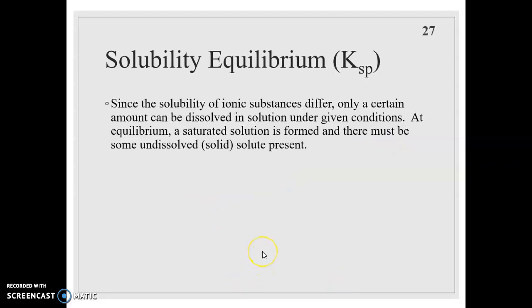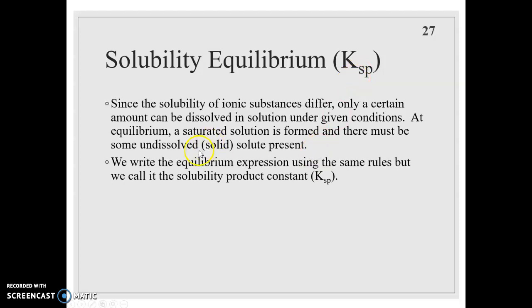Alright, so let's look at solubility product constants for just a moment. So different ionic compounds have different amounts of solubility, and that just means that only a certain amount could be dissolved under certain conditions. So this is an equilibrium situation where you've formed a saturated solution and you can represent mathematically with an equilibrium constant how much of the ions actually dissolve. You have to have some undissolved solid present. So we're going to use the same rules to write the solubility product constant, the KSP.